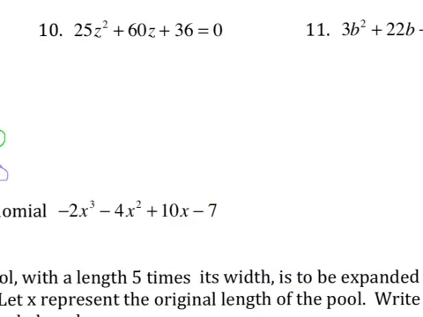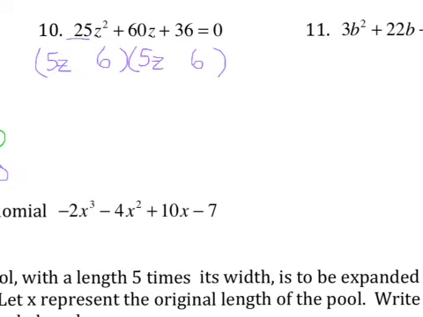For number 10, we have 25z squared plus 60z plus 36 equals 0. So if we're going to factor this, we need to use the smiley face method since we have a coefficient in front of the z squared. So I'm going to make 2 sets of parentheses, and I'm going to think to myself, what are 2 numbers that multiply to 25? And that is a 5 and a 5. And they both need z's since we have z squared. Then I need to think of 2 numbers that multiply to 36, and that is 6 and 6.